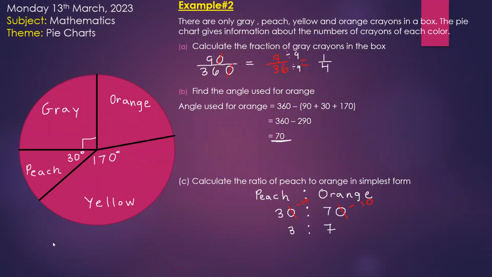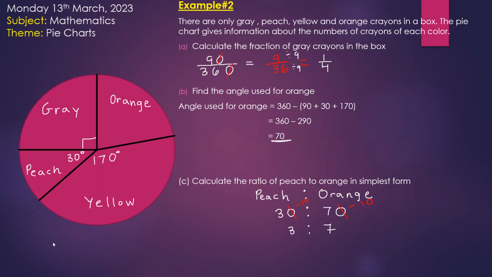Shaya, can you explain example number 2, please? Okay. For example number 2, it says there are only gray, peach, yellow, and orange crayons in the box. Question A says to calculate the fraction. That's your keyword right there. They want the fraction of gray crayons in the box.